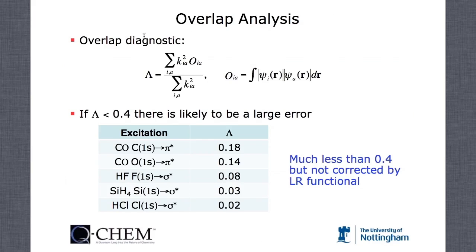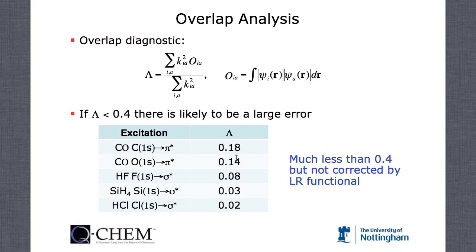And there's a diagnostic of this, which is called the lambda diagnostic, which Q-Chem will compute for you if you ask it to, which essentially measures the overlap between the orbitals you're exciting from and those where you're exciting to. This was work done by Dave Tozer, Trygve Helgaker, Michael Peach, and someone else. They published this lambda diagnostic a few years ago. It turns out that if this lambda diagnostic is less than about 0.4, then your GGA functional or your hybrid functional is likely to have a large error.